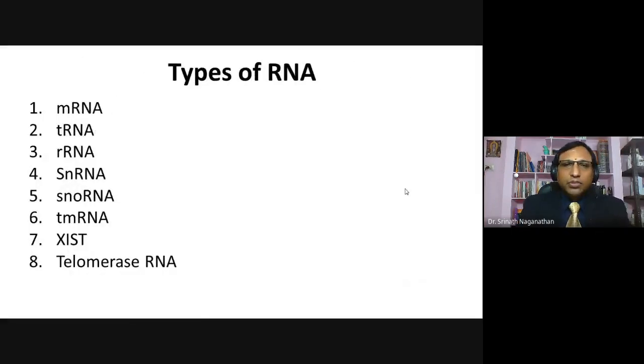Let's see the types of RNA. We have a total of 8 different types of RNA which are observed in eukaryotes and some in prokaryotes as well. They are mRNA, tRNA, rRNA, snRNA, snoRNA, tmRNA, XIST, and telomerase RNA. Let's see each in detail.